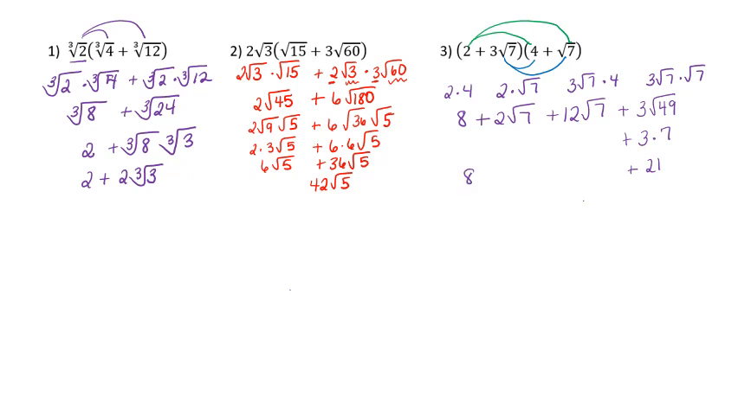All right, let's bring down these other terms. So 8 plus 2 square roots of 7 plus 12 square roots of 7. And let's combine anything that's like. So 8 and 21, 8 plus 21 is 29. And then these two are like, so I'm gonna do 2 plus 12, which would be 14 square roots of 7. So if you have two terms being multiplied by two terms, you can distribute twice. So this, the 2 times both of them, 3 square roots of 7 times both of them.